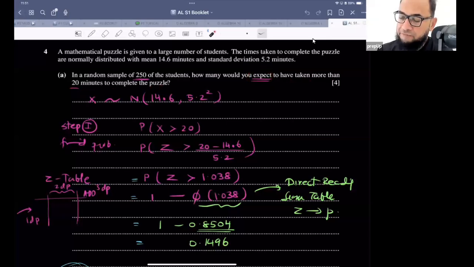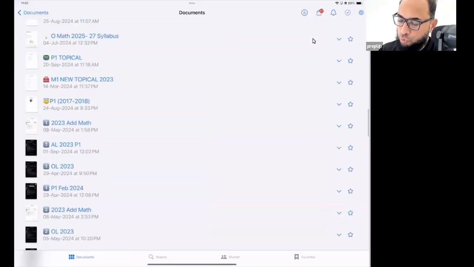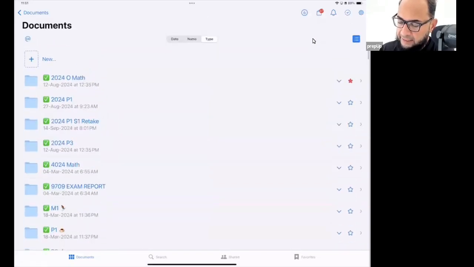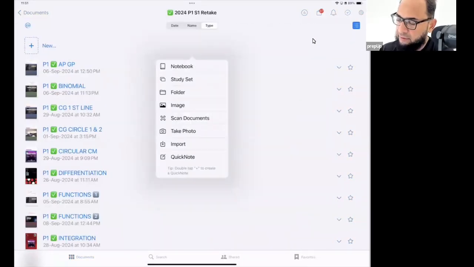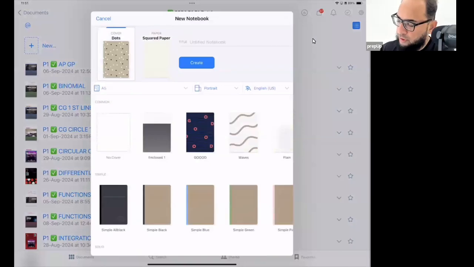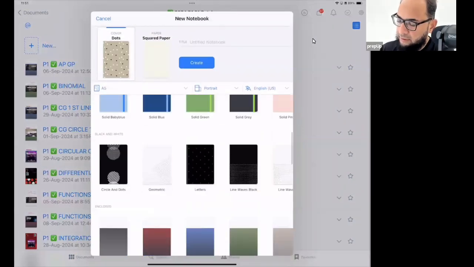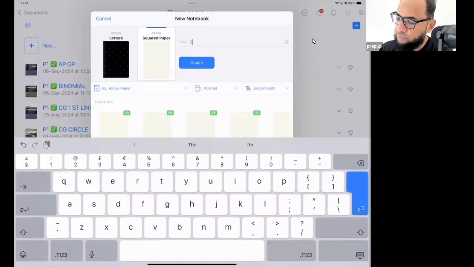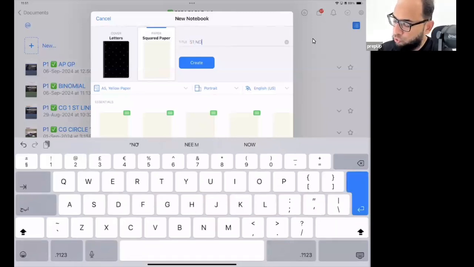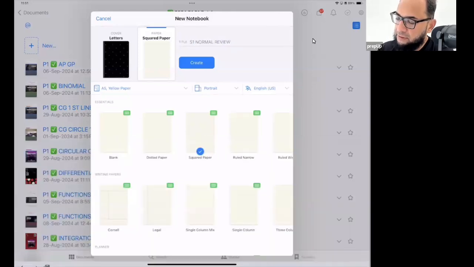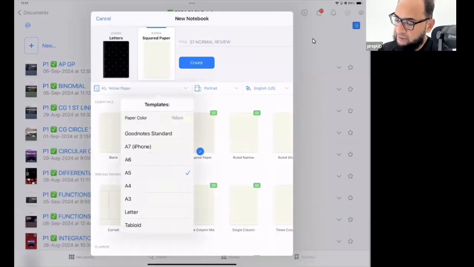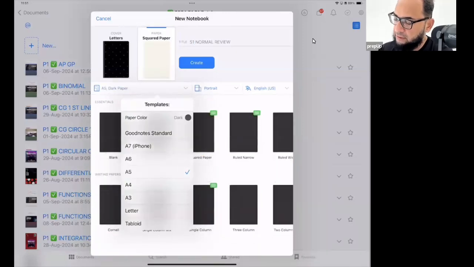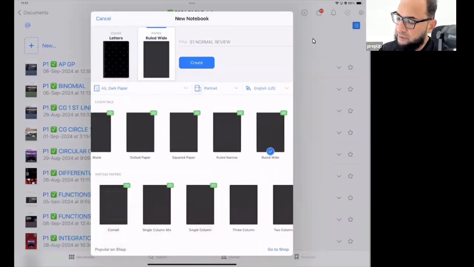So now, first of all, let me add a page over here. Let me form a notebook. And that's all black. And the paper is squared. And this is S1. And this is normal review. Let me just change the color of the page for a second. So dark is good. Unruled white.